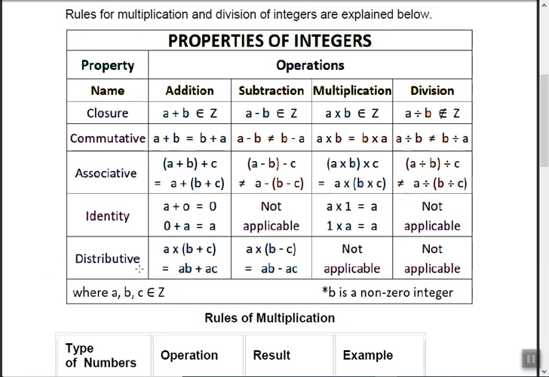Now distributive. A into (B plus C) equals AB plus AC. It means distributive means A multiplies with B and then with C also. This is possible for subtraction also: AB minus AC. Now for multiplication it's not applicable, and for division it's not applicable. Now the condition is B is a non-zero integer and A, B, C all are real.